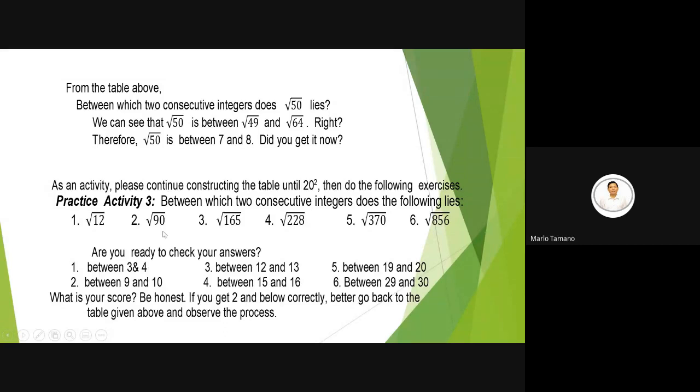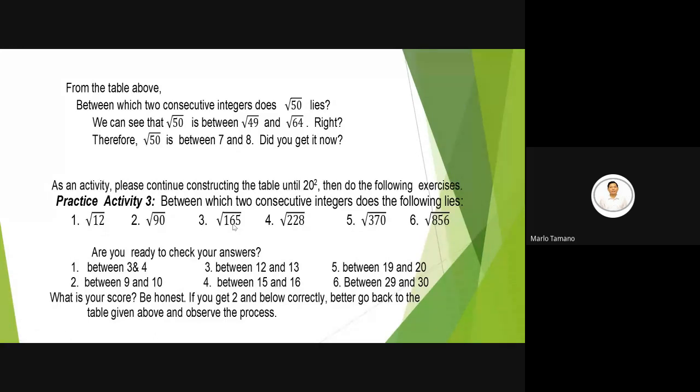Next, number 2. Ano naman po ang perfect square na mauna bago nag-90? 81. Square root of 81. After ng square root of 81, what is next? 100. Tama po, that is correct. So the answer is between what two integers now? The square root of 90 lies between 9 and 10.